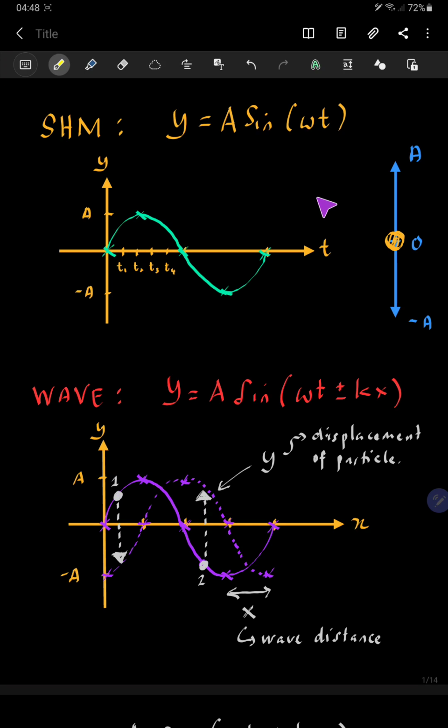So let's summarize chapter 10. What we have discussed before in chapter 9 is simple harmonic motion. Let me differentiate first: what do we have in chapter 9 and chapter 10?